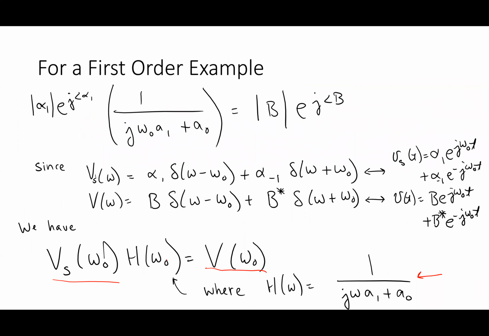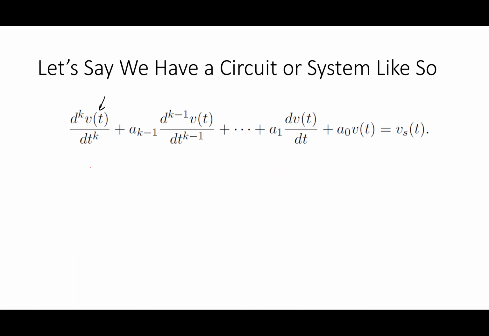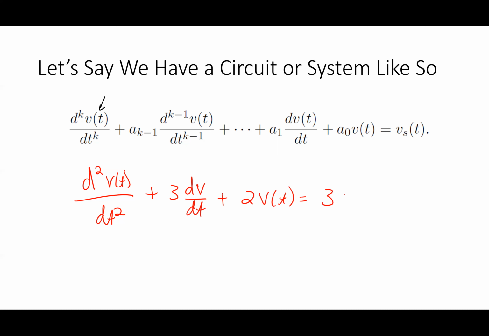All right, so just for sake of argument, let's say you had d squared v of t dt squared plus 3 dv dt plus 2 v of t equals 3 vs of t. And I were to try to write the transfer function for that. I would look at this and say my H of s, or sorry, careful, my H of omega. How would I write that for this differential equation? What would I have on the bottom?